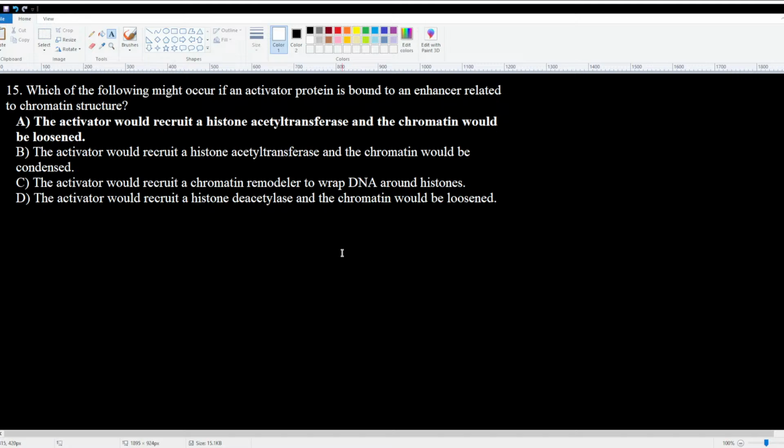Okay, so number 15. Let's check our time real quick. Currently we're running at 53 minutes, about halfway through. So number 15. For this one, you have to know what a histone is, what an acetyl group is and does, and what an acetyltransferase and deacetylase mean. The question is asking, which of the following might occur if an activator protein is bound to an enhancer related to chromatin structure? So the question is asking about binding an activator protein to an enhancer.